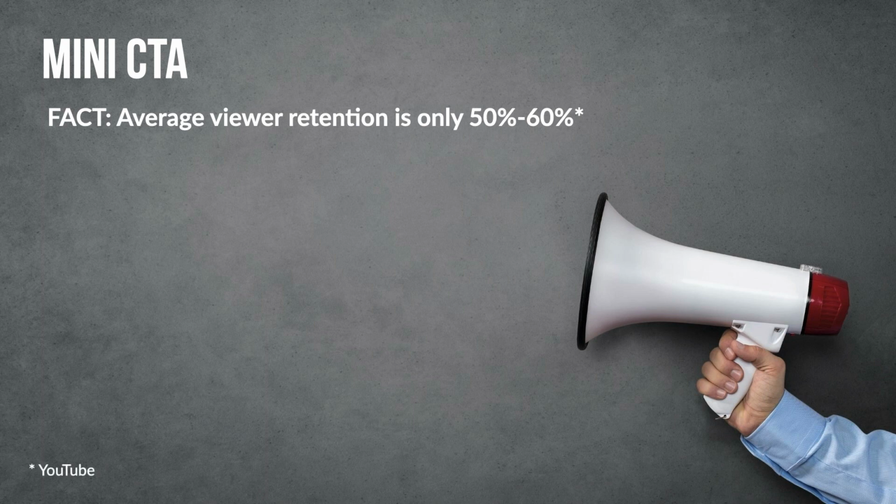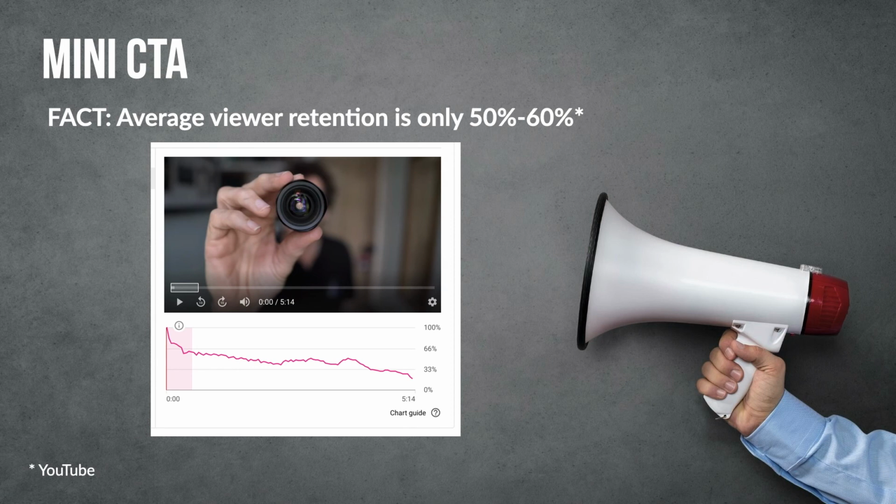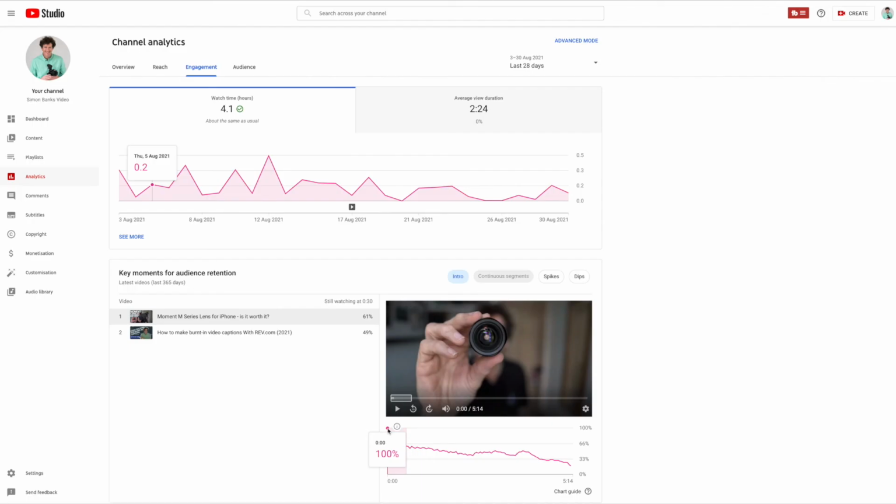The next bit then is what I call a mini call to action. Like it or not, the average viewer retention on a video is only 50 to 60%. Okay, this is according to YouTube. All right, if you look at any video graph, this is one of my videos on YouTube. As you can see, obviously when someone starts watching, they're watching 100%, and as you go through the video, you can see the viewers drop off, and this happens on every video.